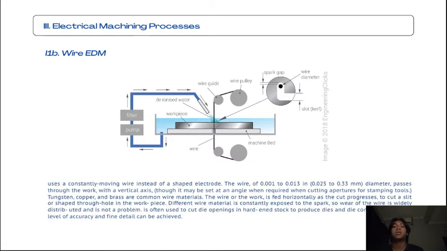To cut a slit or shaped through-hole in a workpiece, different wire material is constantly exposed to the spark. So wear of the wire is widely distributed and is not a problem. The process is often used to cut die openings in hard stock to produce dies and die components. A high level of accuracy and fine detail can be achieved.